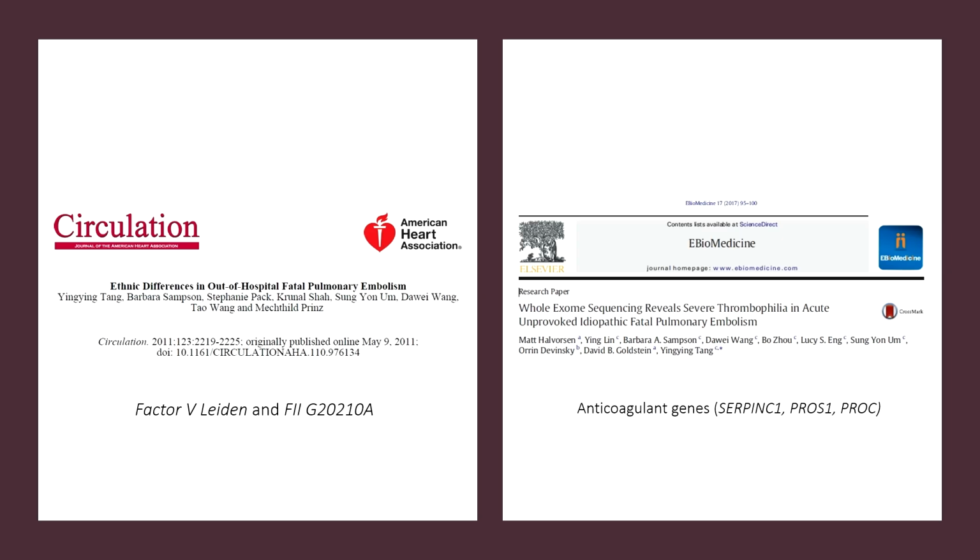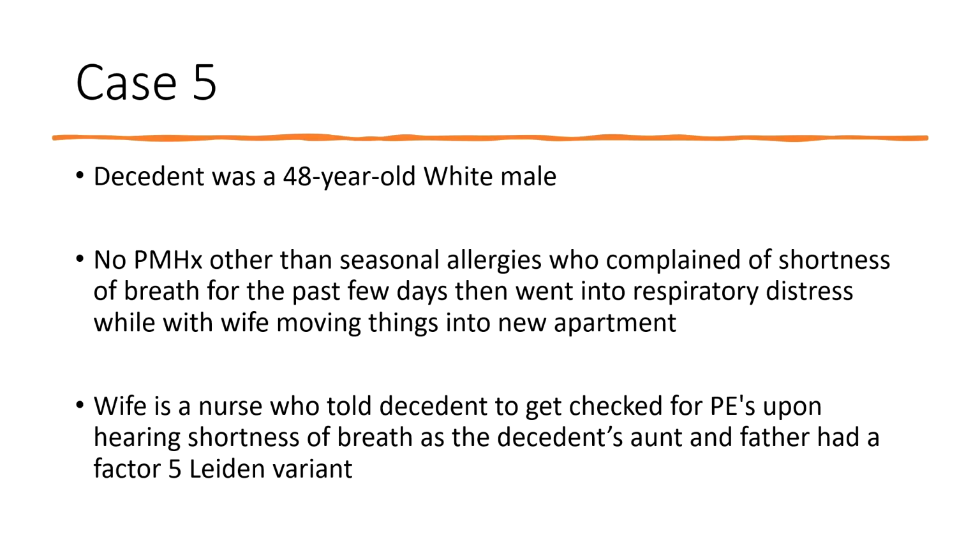In case 5 example, the decedent was a 48-year-old white male who had no past medical history other than seasonal allergies, who complained of shortness of breath for the past few days, then went into respiratory distress while moving things into a new apartment with his wife. The wife is a nurse who had told the decedent to get checked for PE upon hearing the shortness of breath, as the decedent's aunt and father had a factor V Leiden variant.